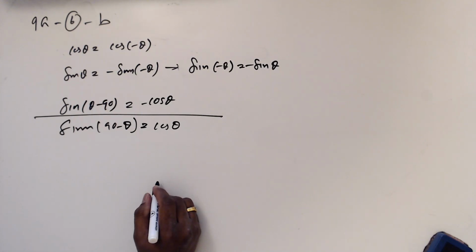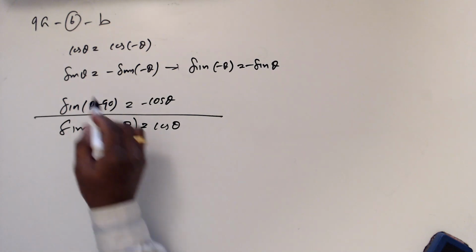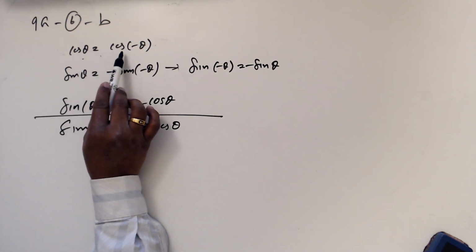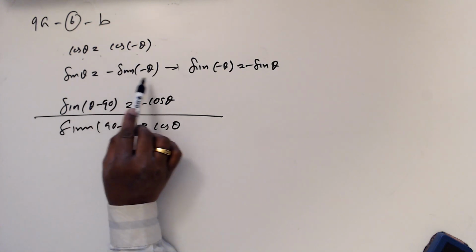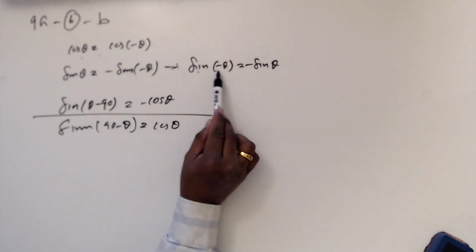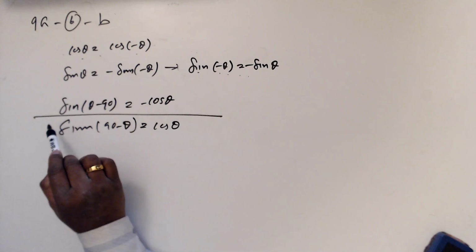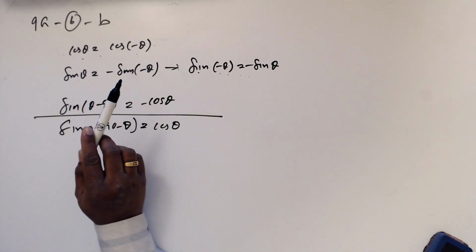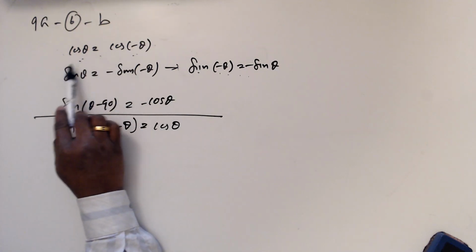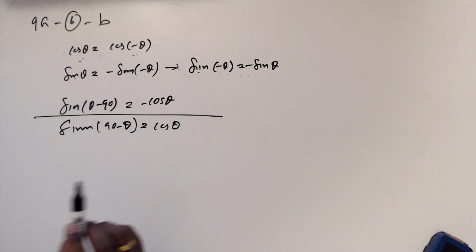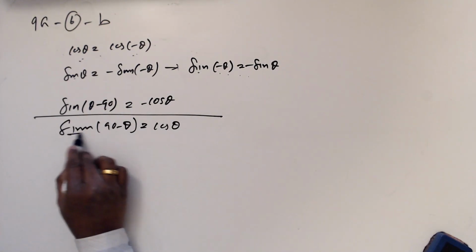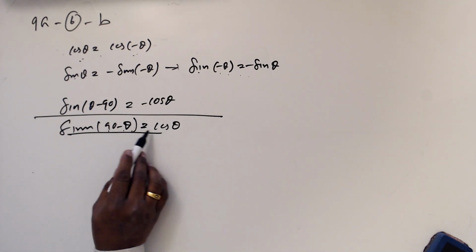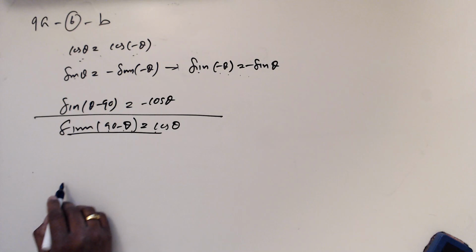Part B. Those are the identities we know. Cos theta equals cos minus theta. The same thing, sin minus theta equals minus sin theta. And from the graph, you learn all those graphs are equal. Now we want to prove this one: sin 90 minus theta equals cos theta, using this.